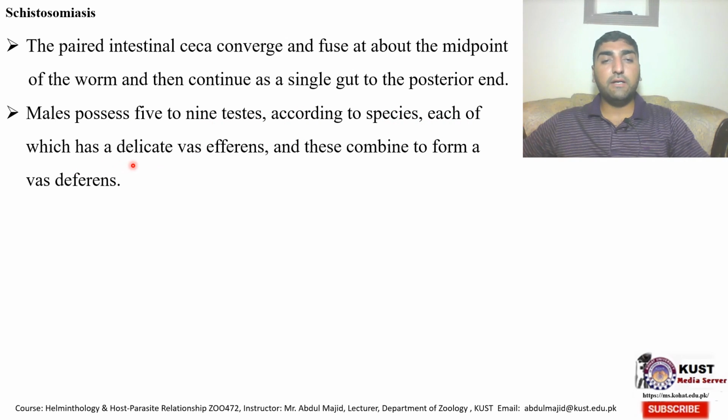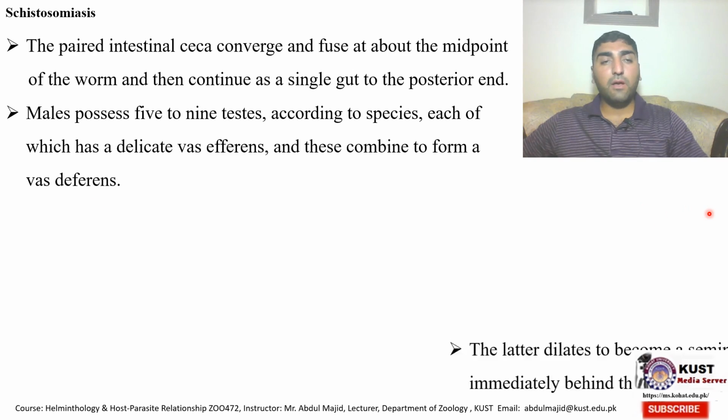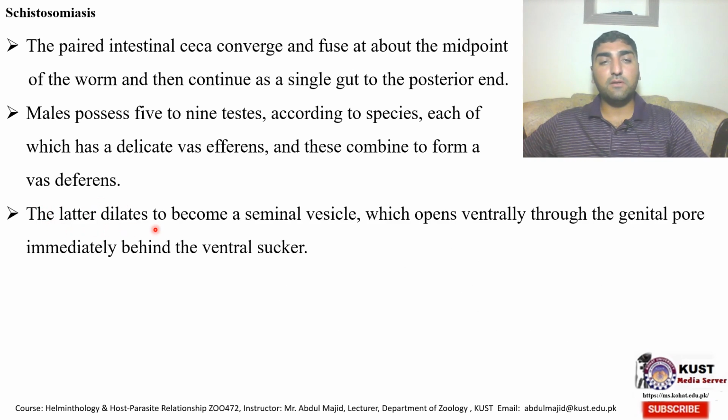Each testis has a delicate vas efferens. These ducts then combine to form a vas deferens, and this vas deferens then dilates and becomes a seminal vesicle, which opens ventrally through the genital pore immediately behind the ventral sucker. So behind the ventral sucker, this opens to the genital pore. I will show you in the diagram.